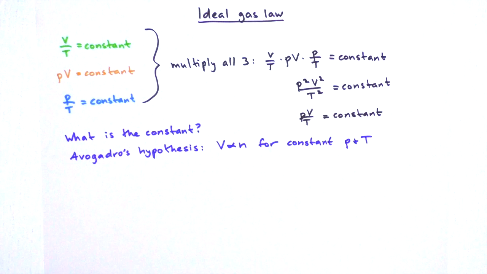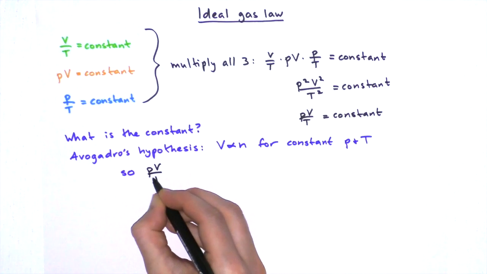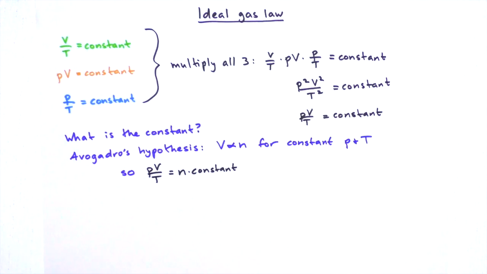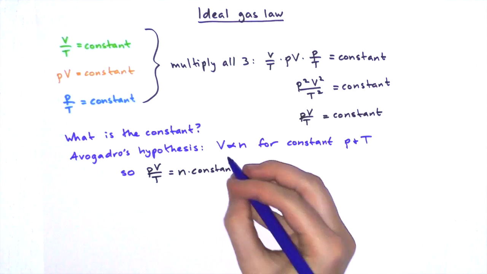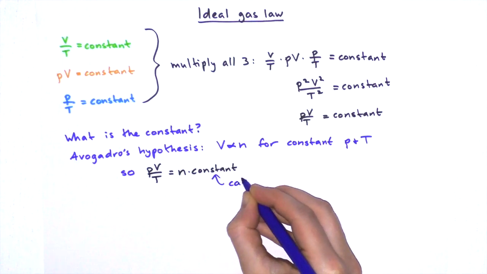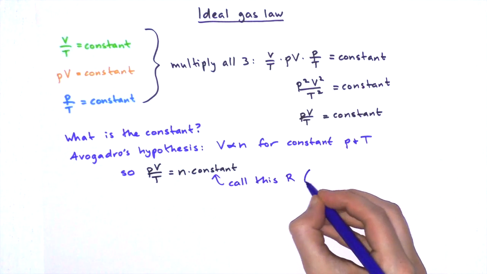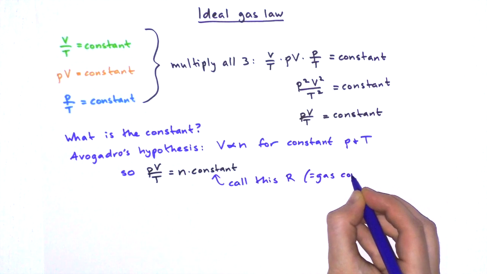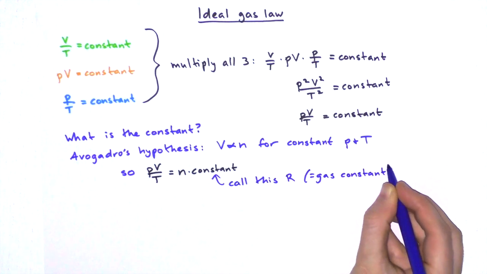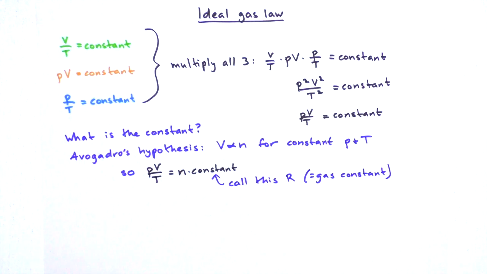So what that means is that we can split our constant into n, the number of moles, times a different constant. So again, we're changing what the constant is, but it's still not going to matter. So we'll write PV over T equals n times constant. So we're still stuck with a constant there, aren't we? But we can resolve that by just calling this constant something, and we're going to call it R. R is the gas constant, and we'll write down the value of it in a second.